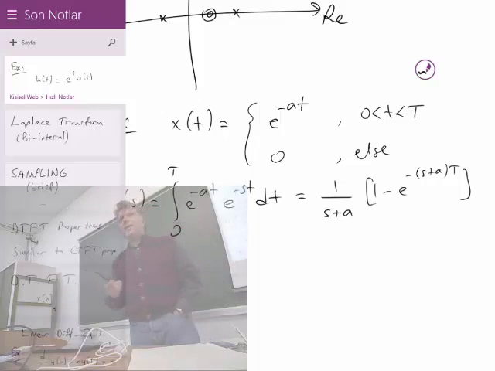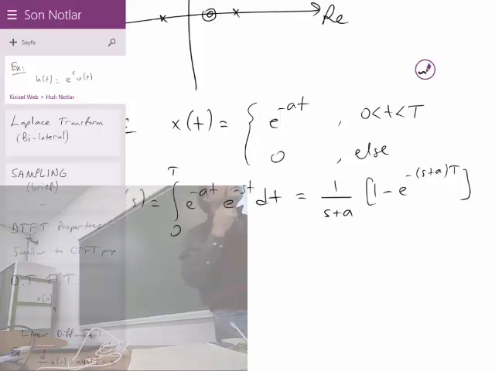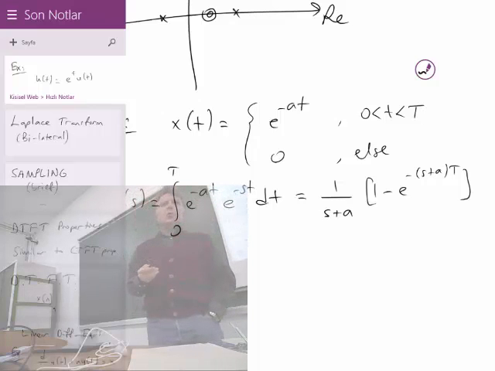But there is something wrong, as you may guess, because at s equal to minus a, e to the minus (s plus a) times capital T will be e to the 0, because s plus a will be 0. So if s plus a is 0, e to the 0 is 1. 1 minus 1 is 0. So it's a 0 over 0. We are not sure whether s equal to minus a is a pole or a zero or nothing. We don't know. It's a 0 over 0 ambiguity.